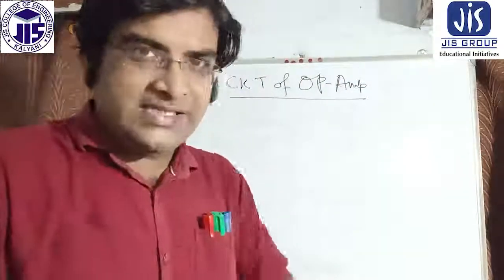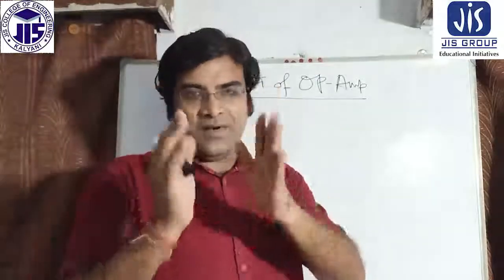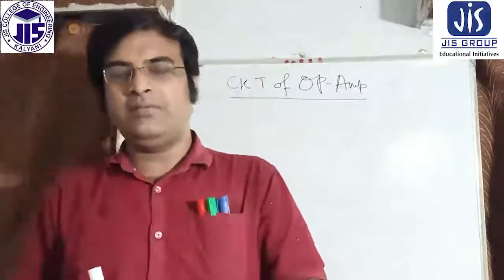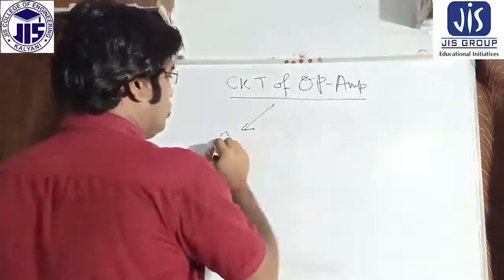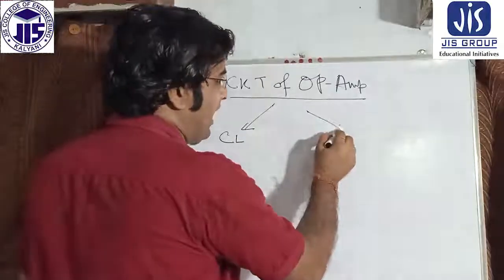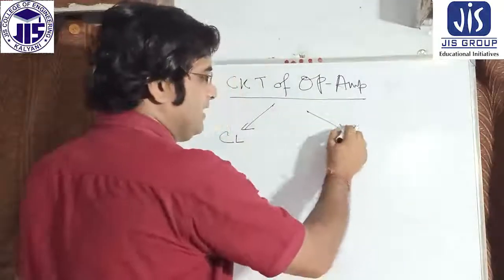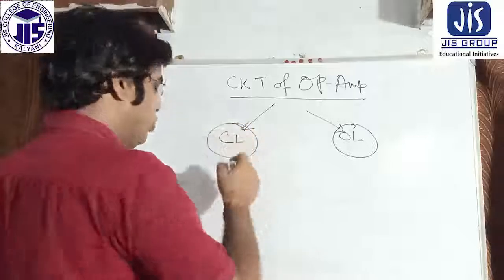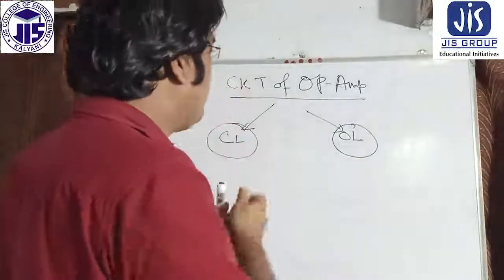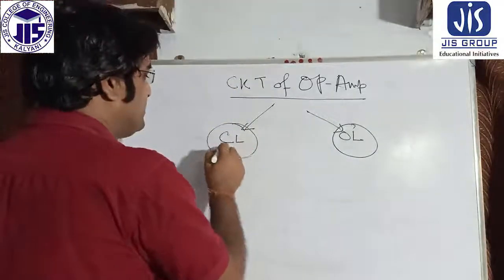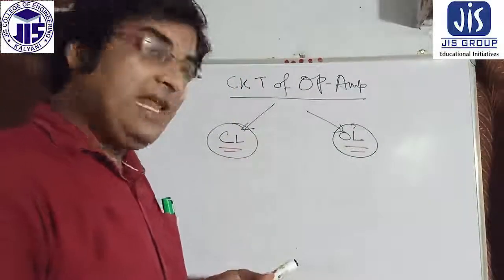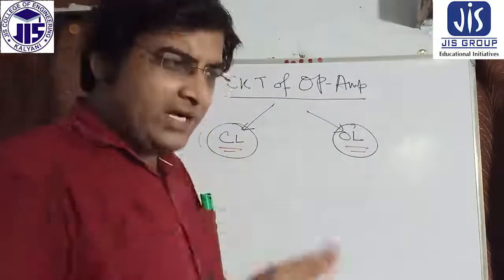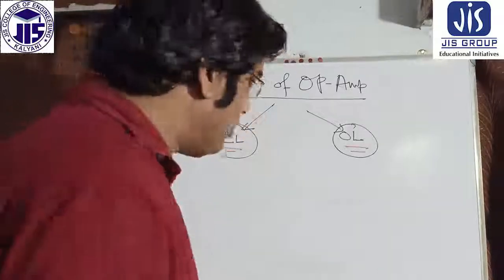The circuit of the op-amp is of two types. If I classify the circuit of the op-amp, it is two types of circuit. One is a closed loop circuit, another is the open loop circuit. So open loop and closed loop circuit, CL and OL circuit. What is the meaning of closed loop and open loop circuit?